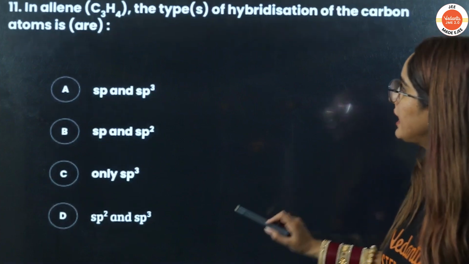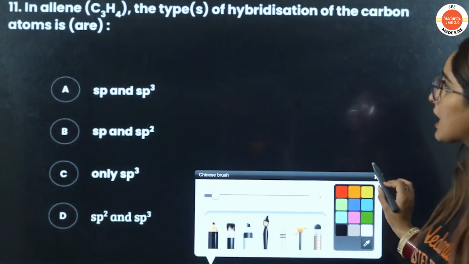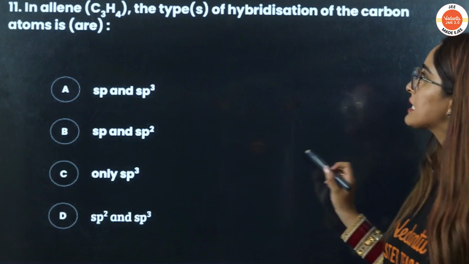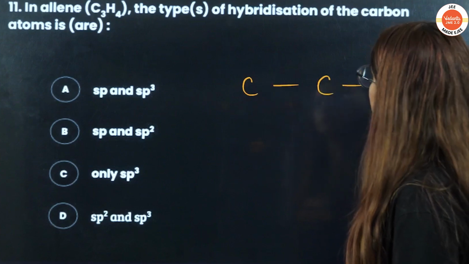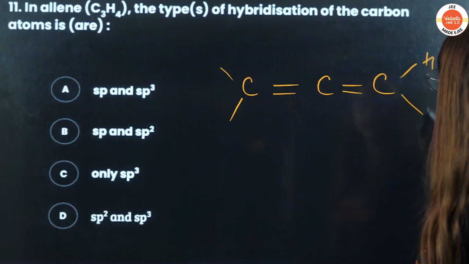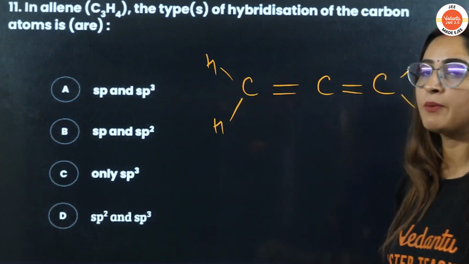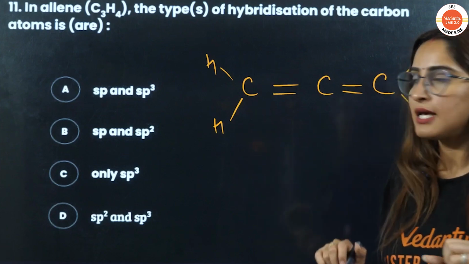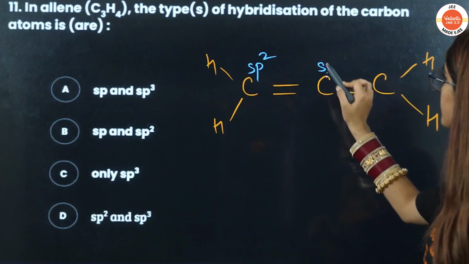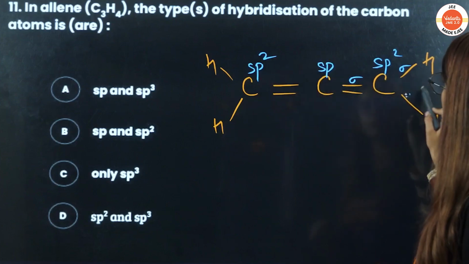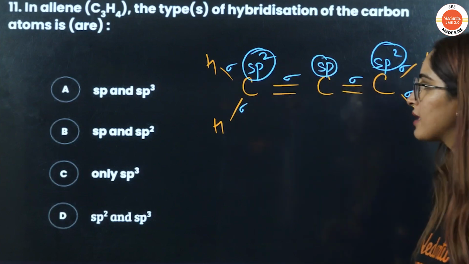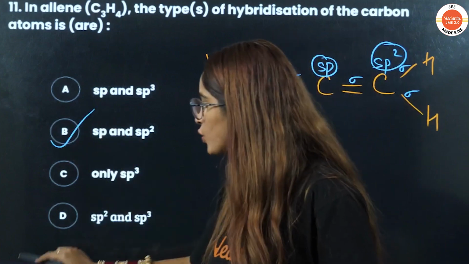Next is, in allene, the type of hybridization of carbon atom is. The type of hybridization of carbon atom you are supposed to tell, right? So that is going to be 1, 2, 3. Okay, double bond. Here you have 1, 2, 1, 2. This is H, this is H. These both double bonds are on the perpendicular axis with each other, right? Now they are asking what is the hybridization. This is sp2, this is sp, this is sp2, because it has 1 sigma, 2 sigma, 3 sigma, sp2; 2 sigma, sp; again 3 sigma, that is sp2. So answer is, it has sp and sp2 hybridization.